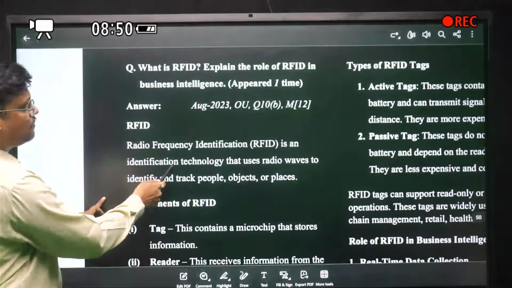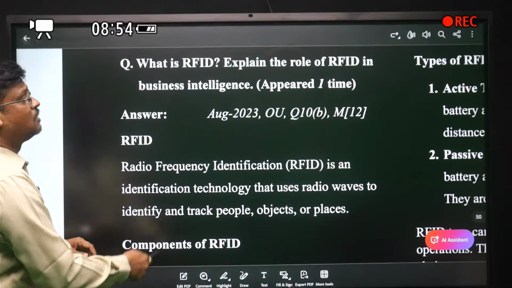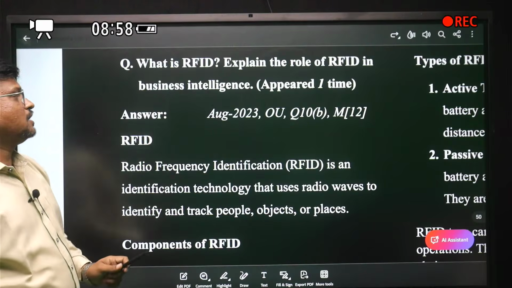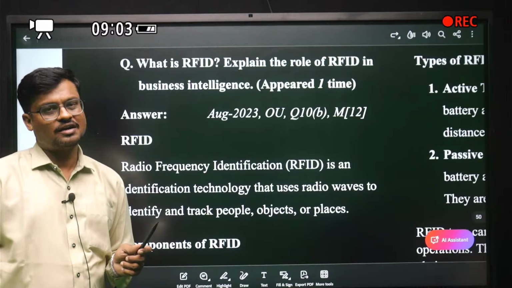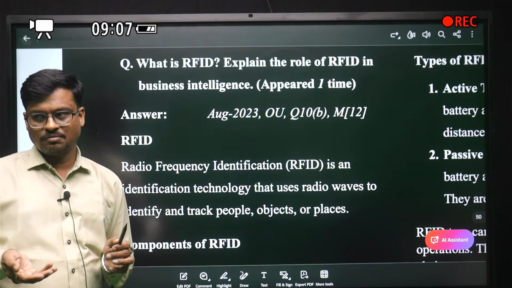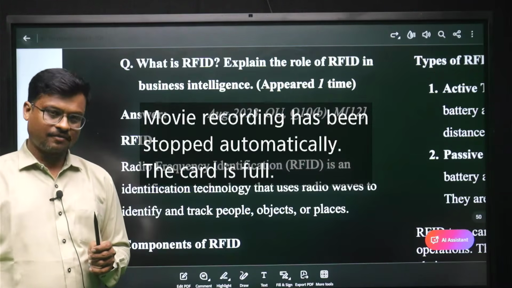Next, we have RFID, the last question of your unit number 5 and of this session. What is RFID? The role of RFID in business intelligence. Now most of the colleges are going with RFID ID cards. So a student can give attendance, take a book from the library, and pay the fees. Everything is done with RFID nowadays.